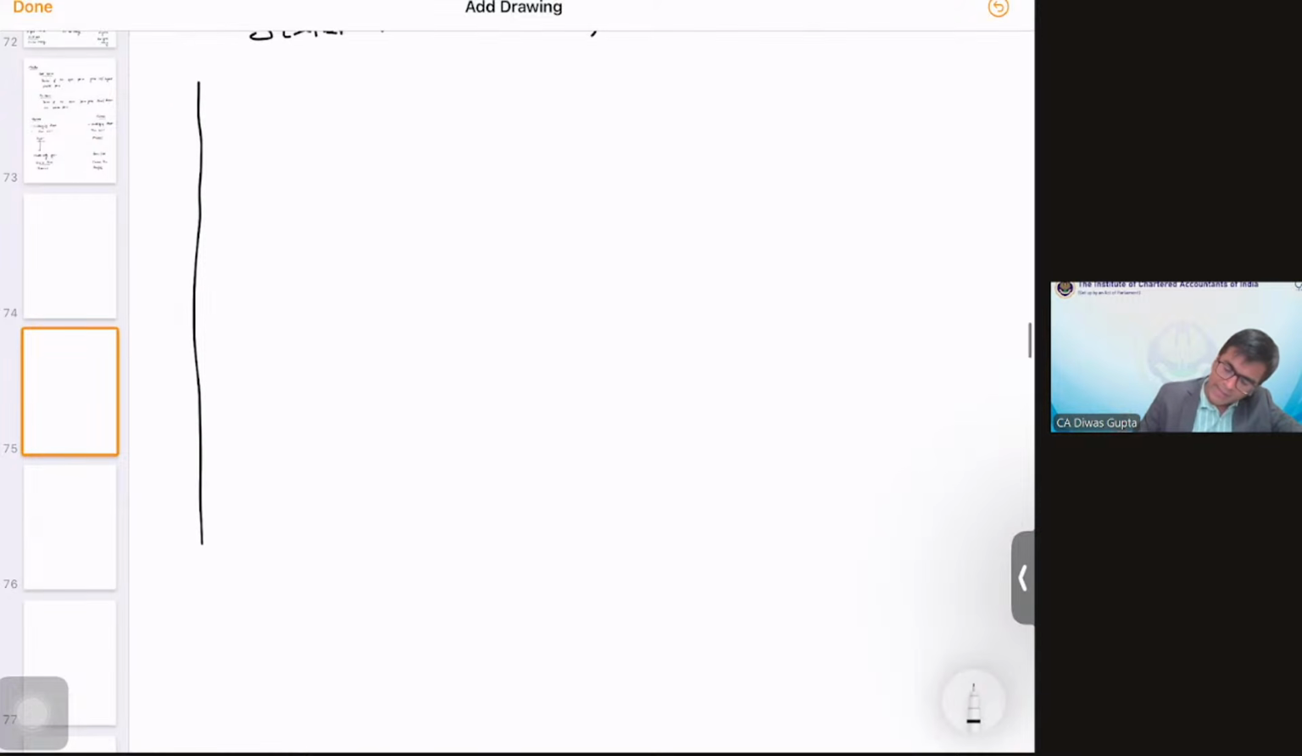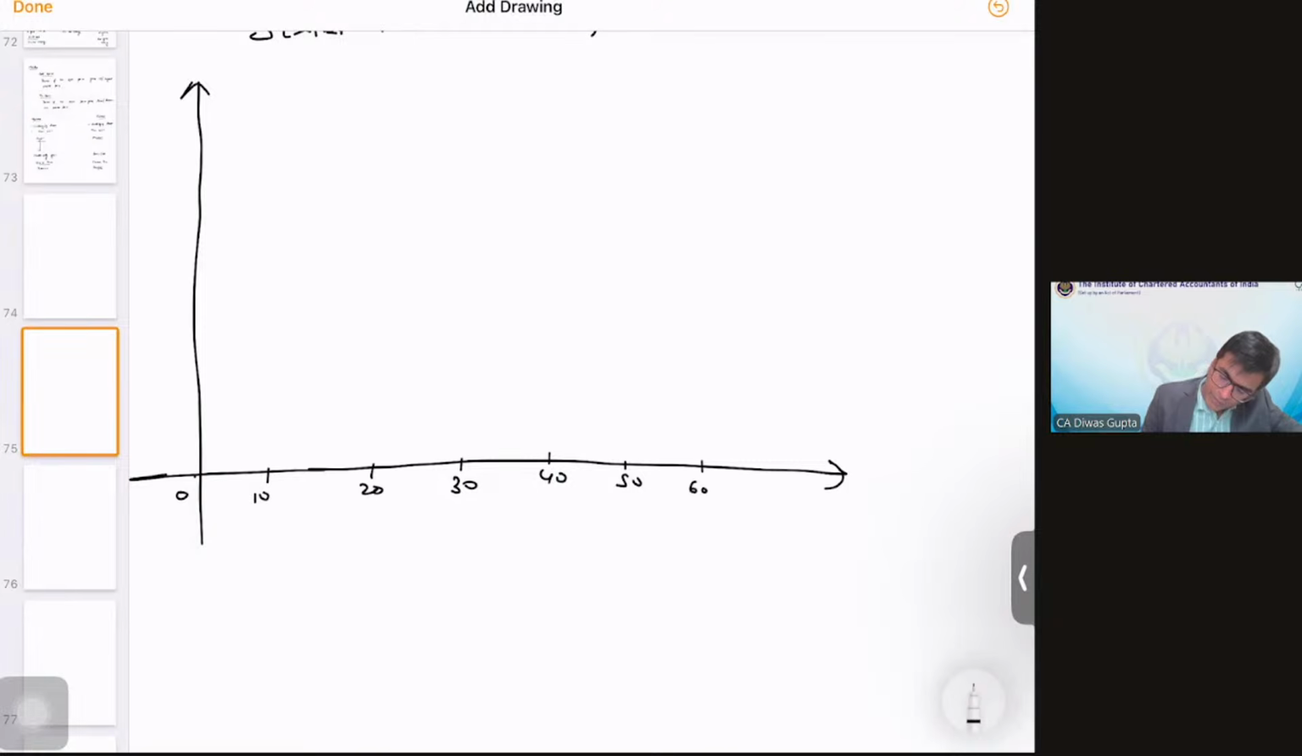Again, let's bring in the same x-axis and y-axis. So here it is 0, 10, 20, 30, 40, 50, 60, 70, and so on. And here it is minus 5, 5, 10, 15, 20, right? Sorry, now we're talking about the seller's perspective, right?